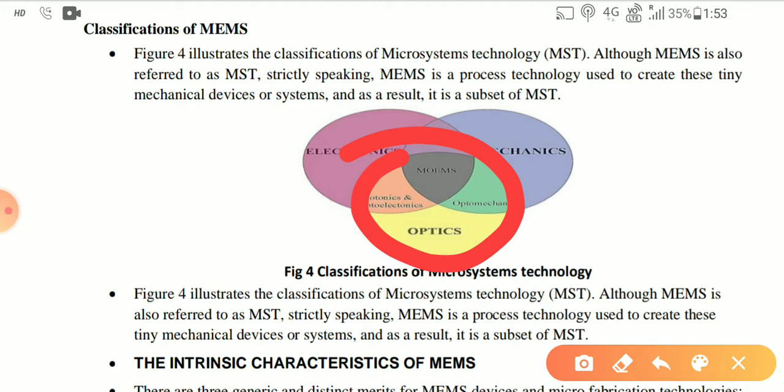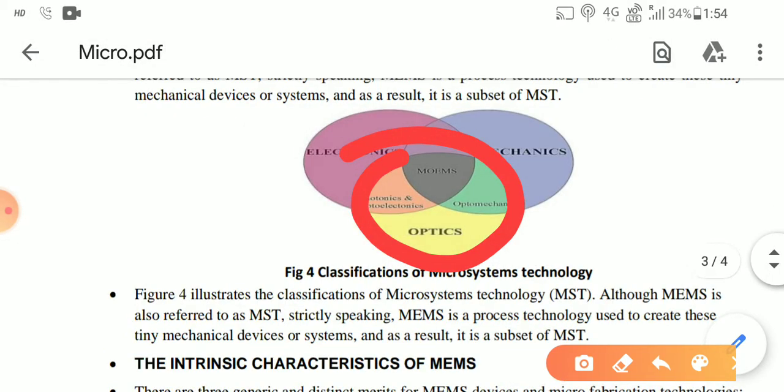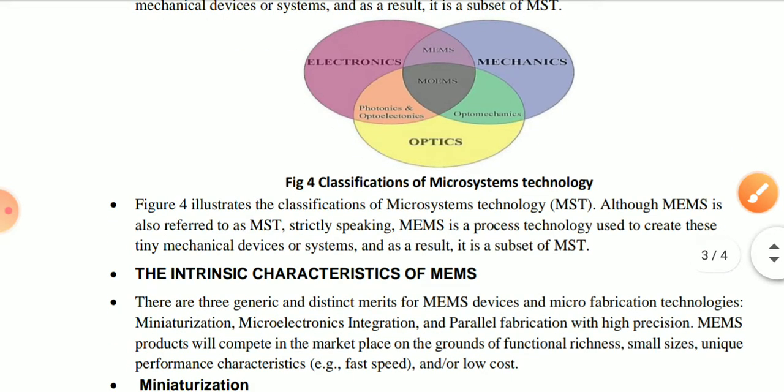So what is the basic difference between MEMS and MST? The real difference between MEMS and MST is that MEMS tends to use semiconductor processes to create a mechanical part. In contrast, deposition of material on a silicon, for example, does not constitute MEMS but is an application of MST. So that is the basic difference between MST and MEMS.